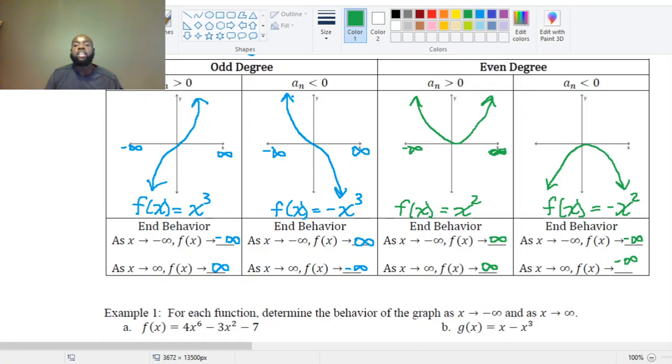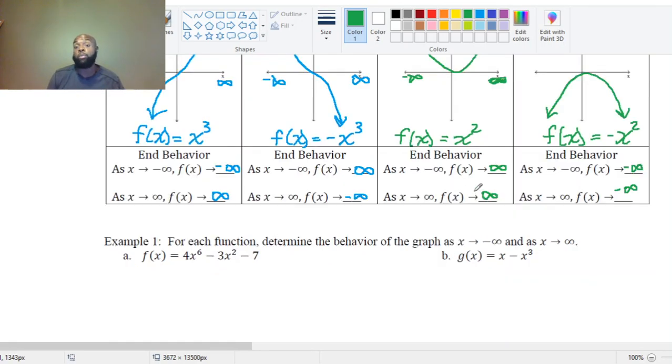All right? And so now we have the end behavior. I don't want you to memorize these lines here. You don't have to memorize these lines. All you have to do is use your graphs of f of x equals x squared, x cubed, and negative x cubed in order to help you figure out what your end behavior would be, right?